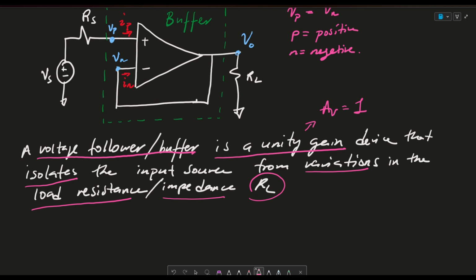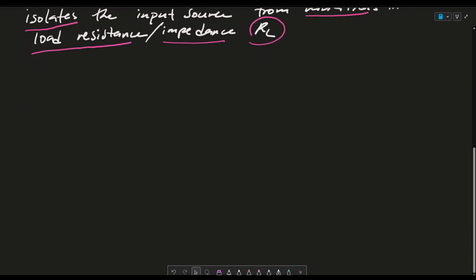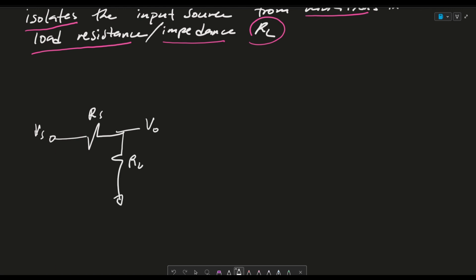And so to better understand this, we want to essentially look at a circuit, okay? We want to look at a circuit that has a VS, so a voltage input or voltage of the source, an RS, and an RL, which is also called the voltage divider circuit. So this is the voltage divider.